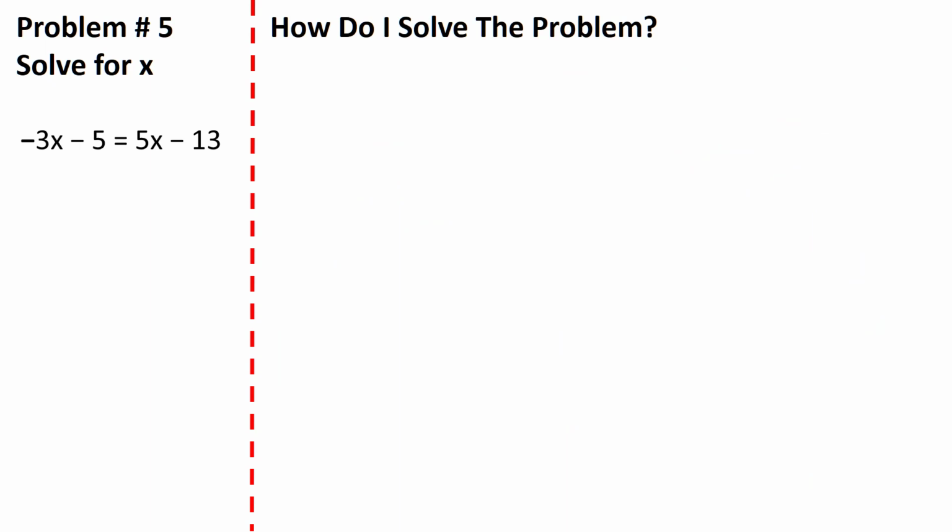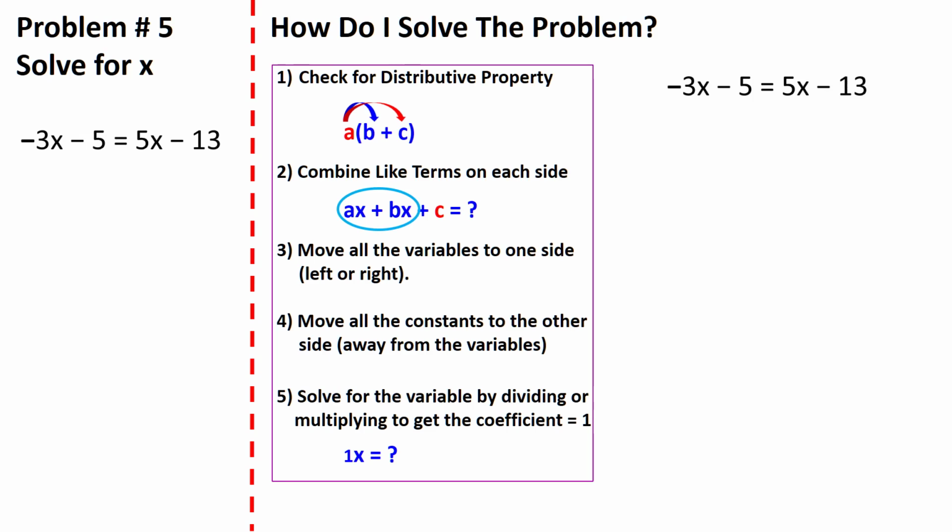Problem 5. How do I solve the problem? First, I check all the steps. Step 1. Check for distributive property. In my example, there isn't one. I move on to step 2.